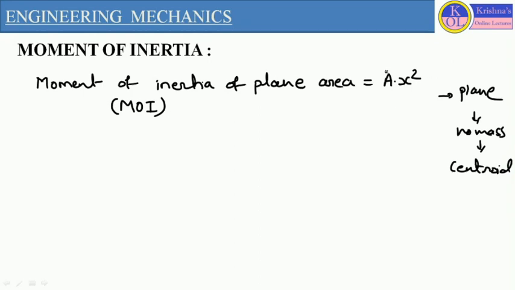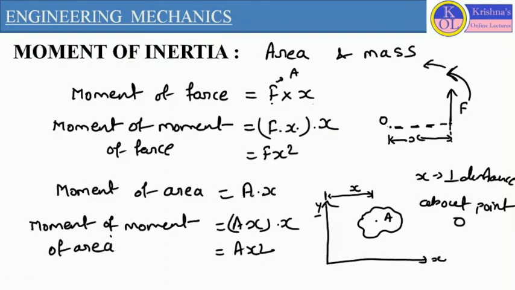Now, if we replace this particular area with mass, in that case the term will become moment of inertia of mass, or mass moment of inertia. For that, we need to define the moment of mass. For moment of area, we have Ax. Now if we replace this A with M, it means that the plane should have mass, so it should have center of gravity.